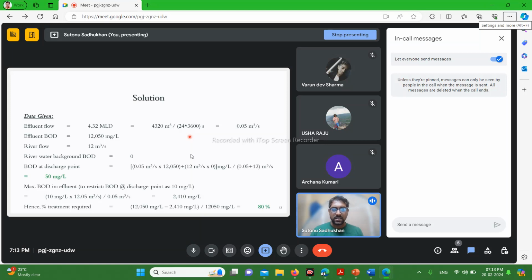Also, many other things were discussed, but I am not going to them because today we will be mostly solving problems with BOD. Okay. So that's why understanding the concept of BOD is important.